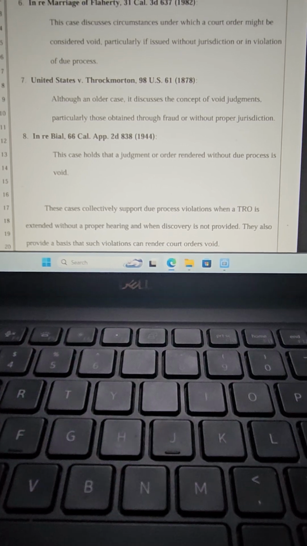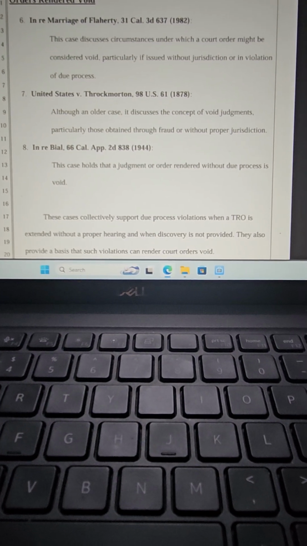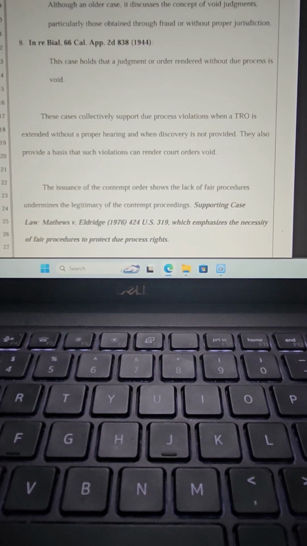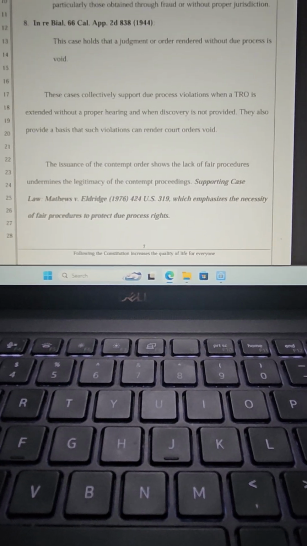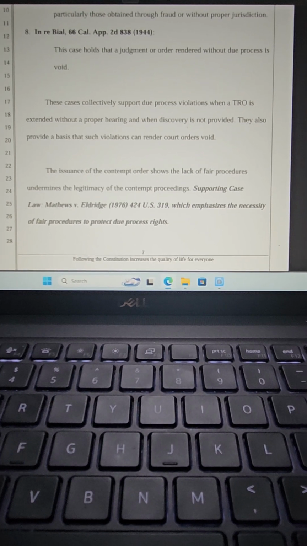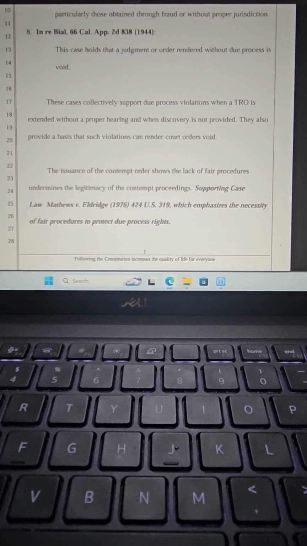In Biel, this case holds that judgments or orders rendered without due process are void. These cases collectively support due process violations when a TRO is extended without proper hearing and when discovery is not provided. They also provide a basis that such violations can render court orders void.